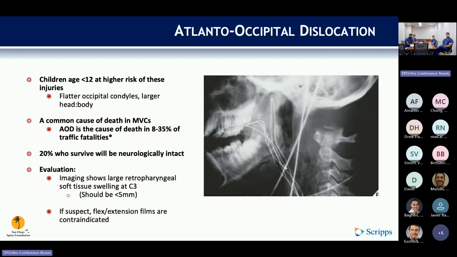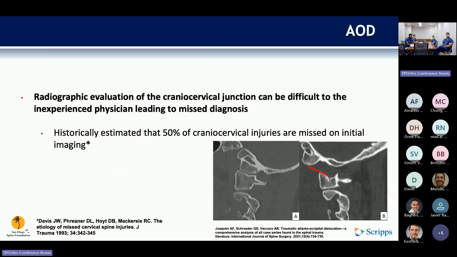And one of the issues with this diagnosis was that it was frequently being missed because of all the distracting injuries that the patient may present with. And furthermore, especially before the advent of standard CT protocols, it was being missed radiographically. So definitely have to have a high index of suspicion and actively seek these injuries out.